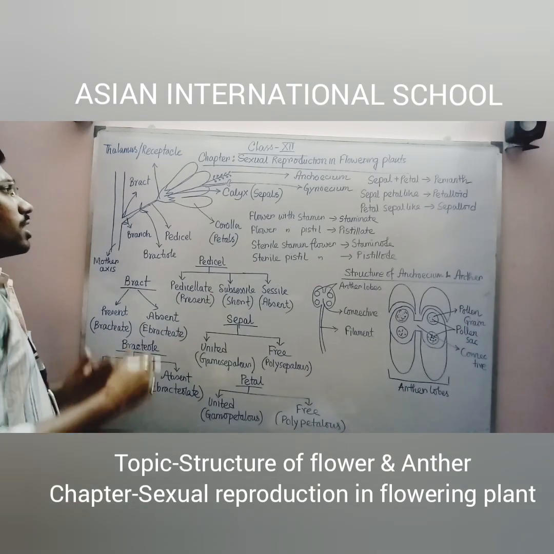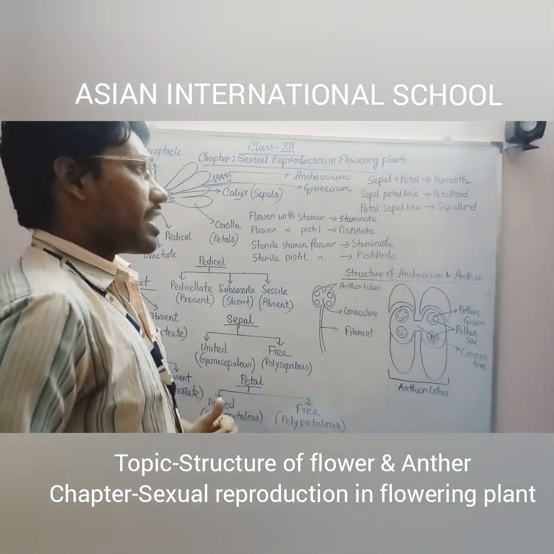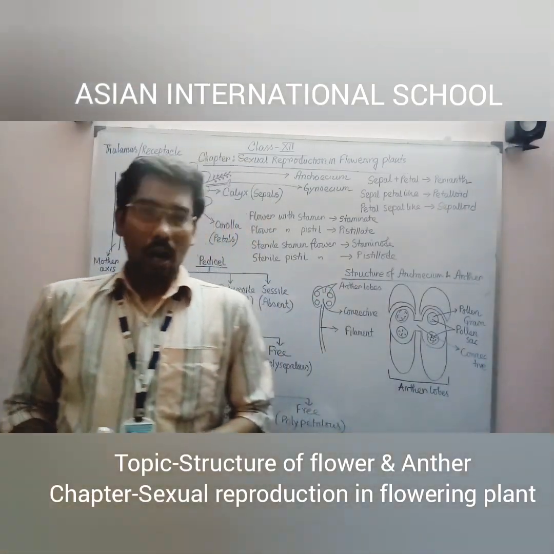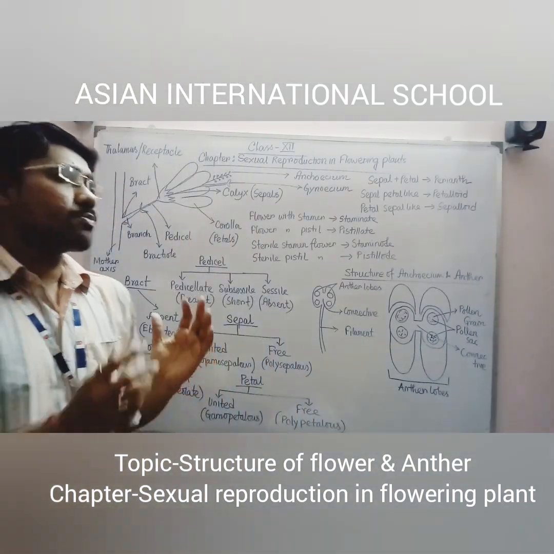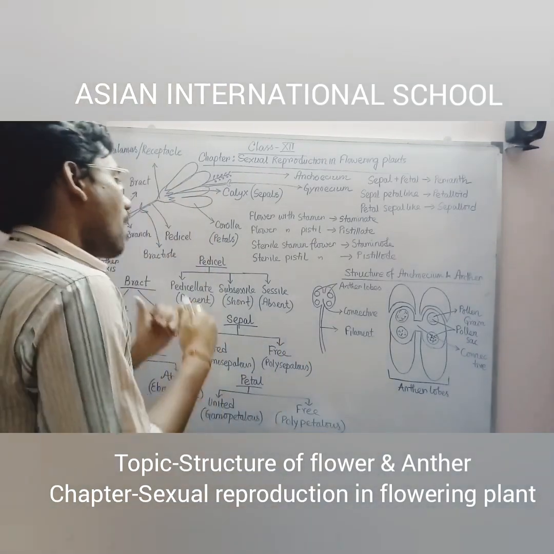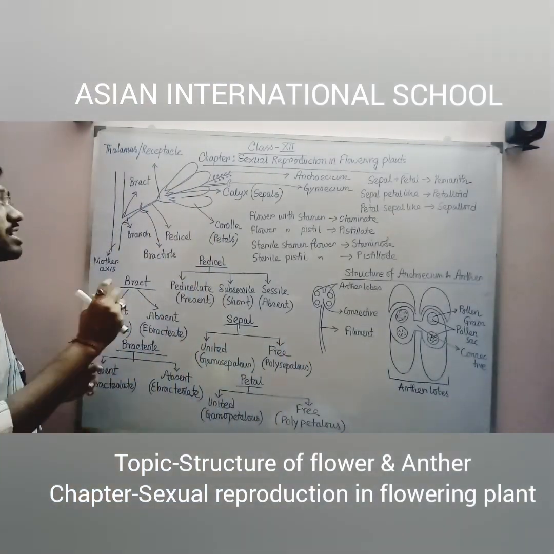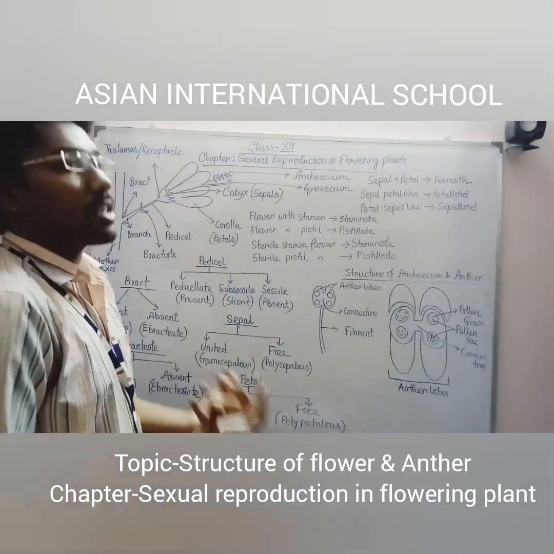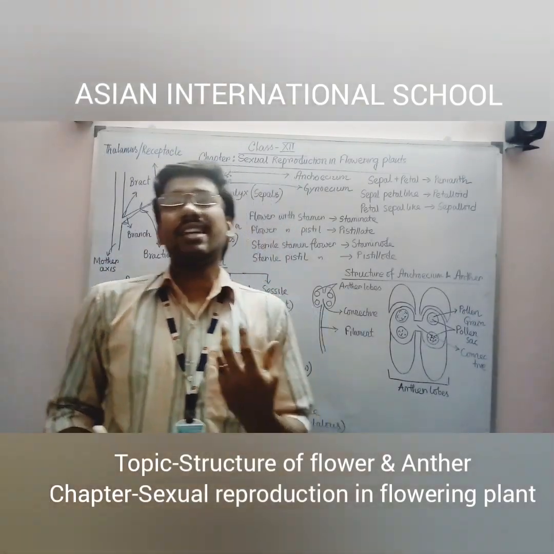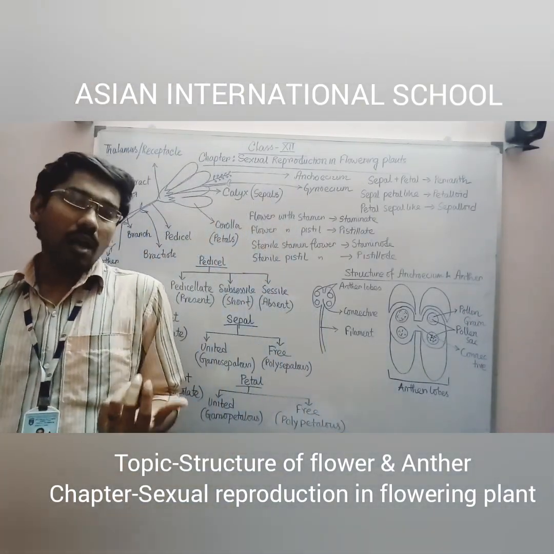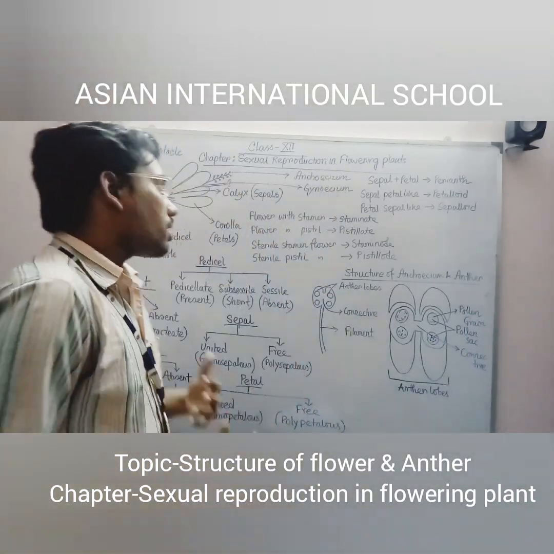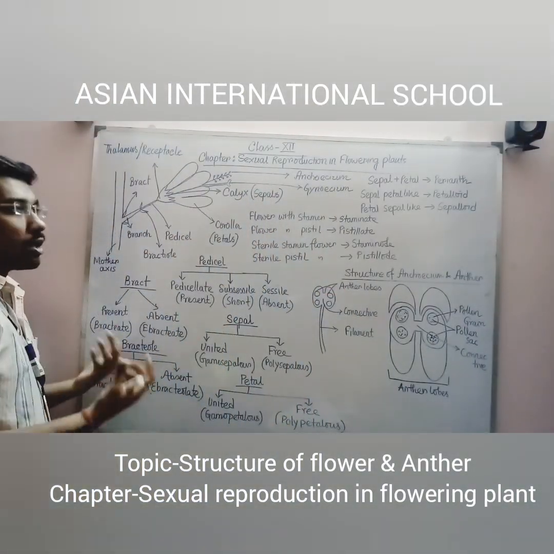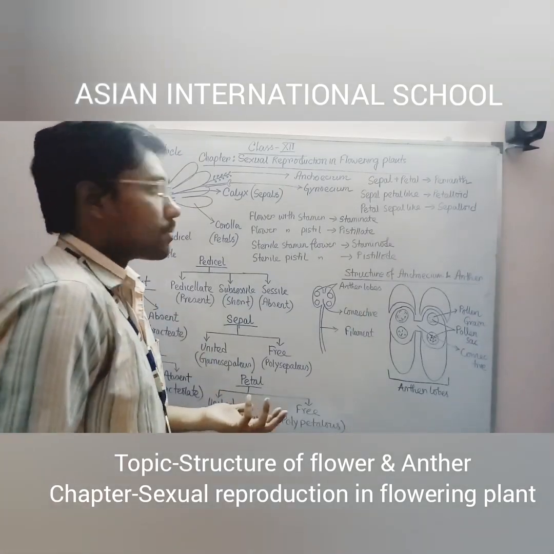Next point is that after calyx, the next whorl is corolla. We can see that corolla is the next layer, which is protected by the calyx from outside. And this corolla is made up of multiple units, and those are commonly known as petals. Always keep it in your mind, the calyx or sepals are mostly green in color because they contain chloroplast, so they can perform photosynthesis. But the corolla and petals are colorful, so they can attract insects for pollination.